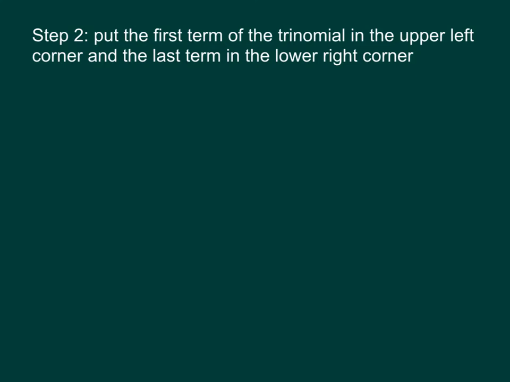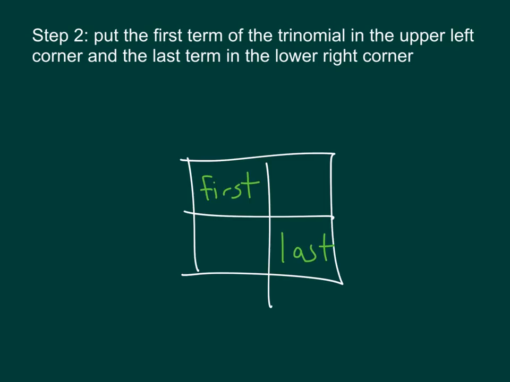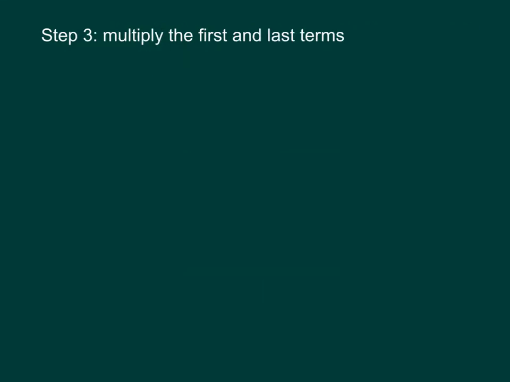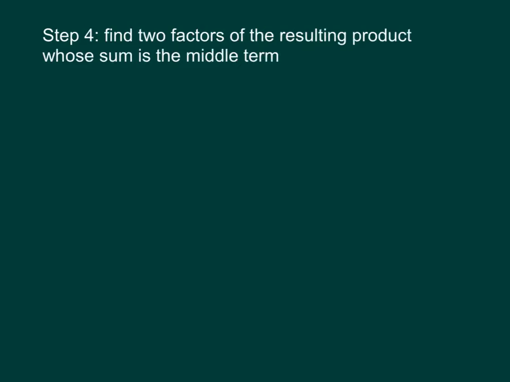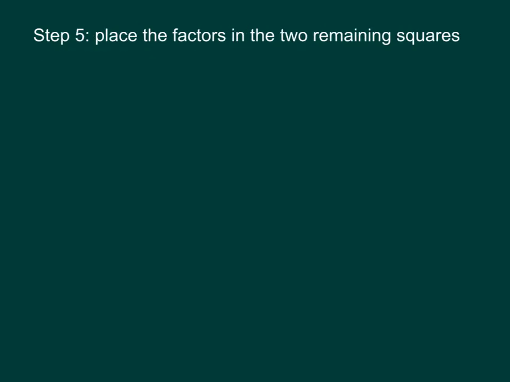Step 2, put the first term of the trinomial in the upper left corner and the last term in the lower right corner. So without real examples, there you see that when I'm talking about the upper left, first, bottom right, last. Step 3, multiply the first and last terms. Step 4, find two factors of the resulting product whose sum is the middle term. Step 5, place the factors in the two remaining squares.